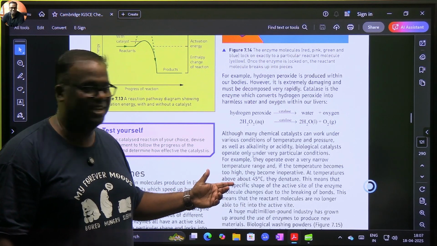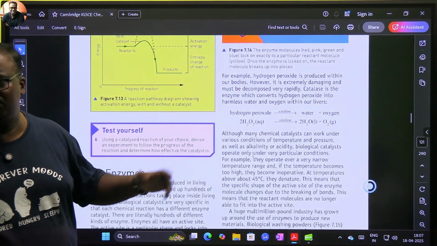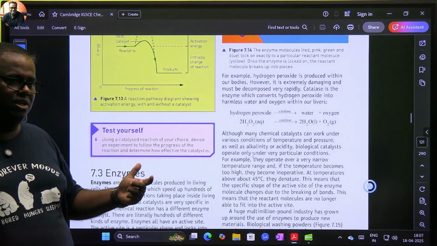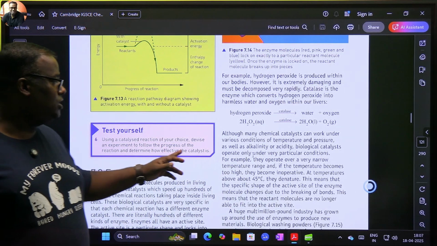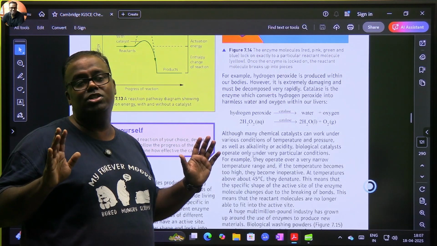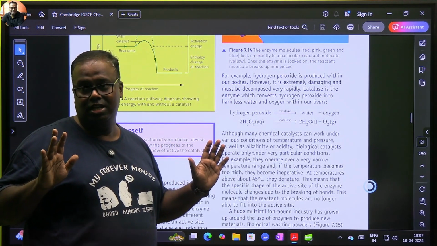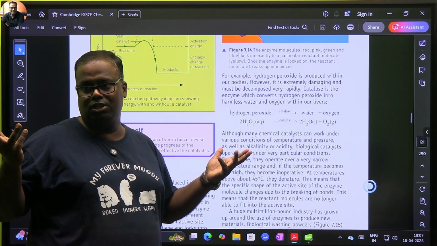Do not forget. Okay. So there are some chemical catalysts which can work under various combinations of temperature, pressure, as well as alkaline or acidic environment. Biological catalysts operate only at a very particular condition. These biological catalysts are super stylish. They are not like chemical catalysts that will work in any environment that you give.